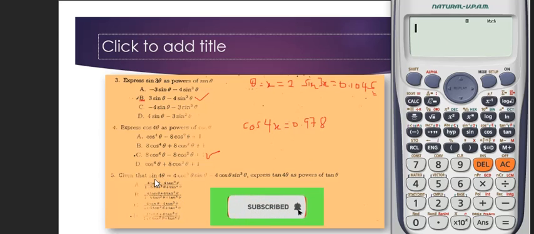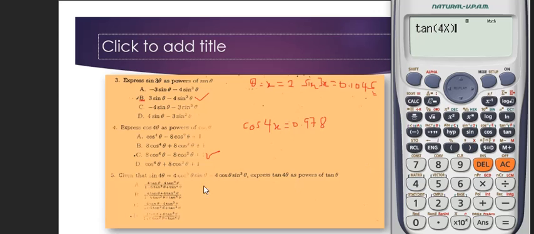Okay, so now let's move on to the last question on this slide. Okay, so we have sine 4 theta. So we have to prove which one of these is the answer. So given that sine 4 theta is equal to 4 cos cube theta sine theta minus 4 cos theta sine cube theta, express tan 4 theta as powers of tan theta.